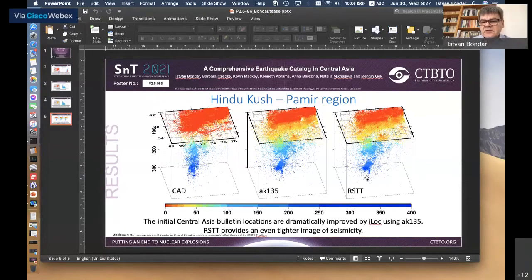And RSTT, the three-dimensional upper mantle velocity model, makes the seismicity even tighter. You can see these little clusters which are getting much tighter. So that is basically the conclusion of the talk. And if you have any questions, please come to my poster. Thank you.